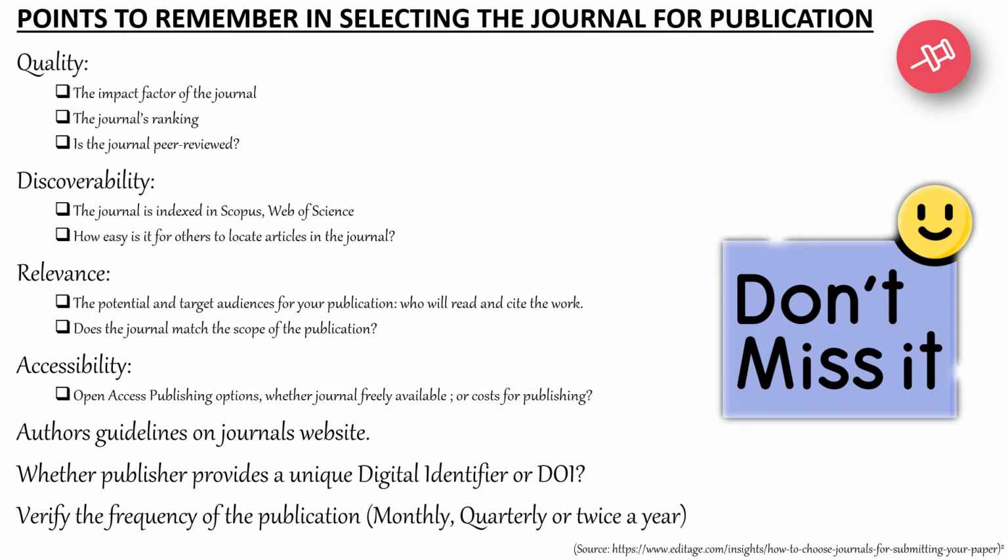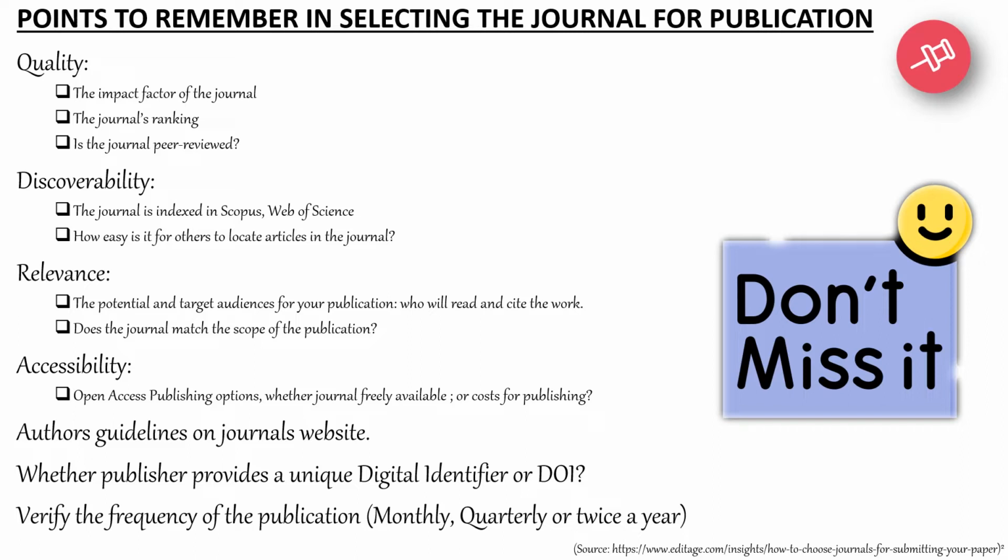Next is accessibility, that is, whether an open access publishing option is given or not, whether the journal is freely available or whether it costs to publish. Then the author's guidelines on the journal's website. All the authors and researchers should read the guidelines mentioned on the journal's website carefully, with all the conditions provided by them for the publication.